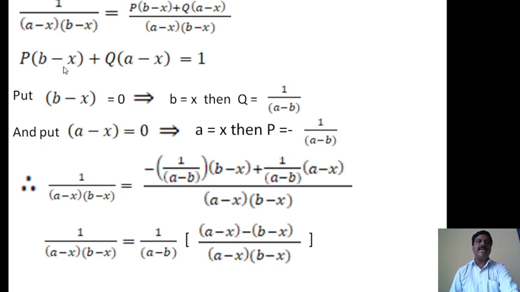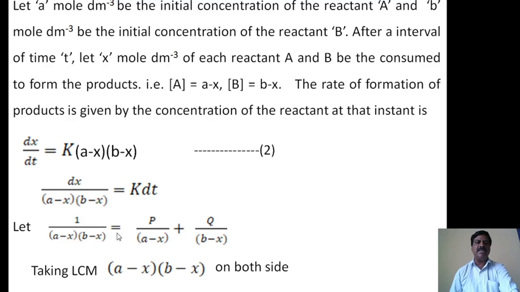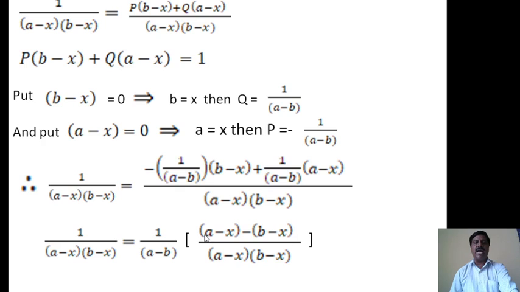But I require a minus b. Therefore, I take minus as the common factor, so the common minus comes outside. Then we will get minus p into (a minus b) equal to 1. Therefore, transferring this to the right side, we will get p is equal to minus 1 divided by (a minus b). Substitute the value of p and q in this equation and simplify.